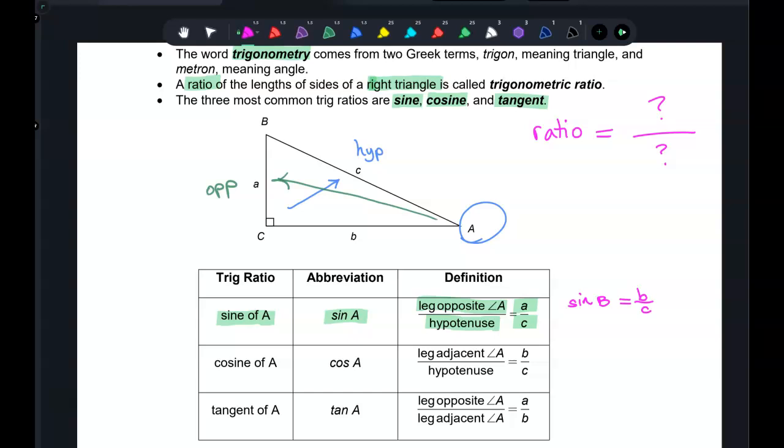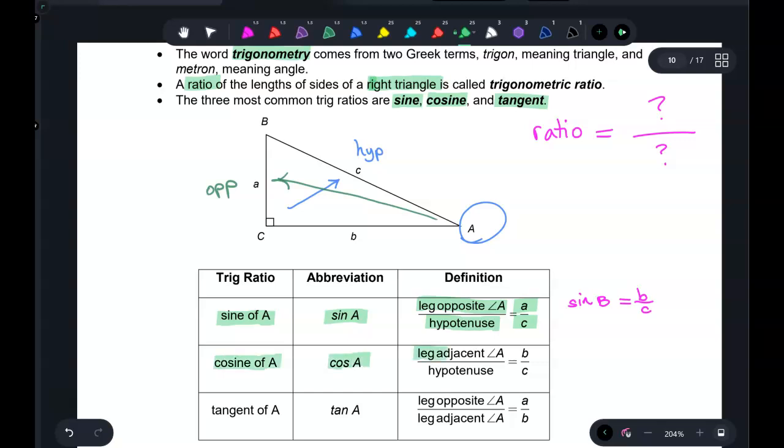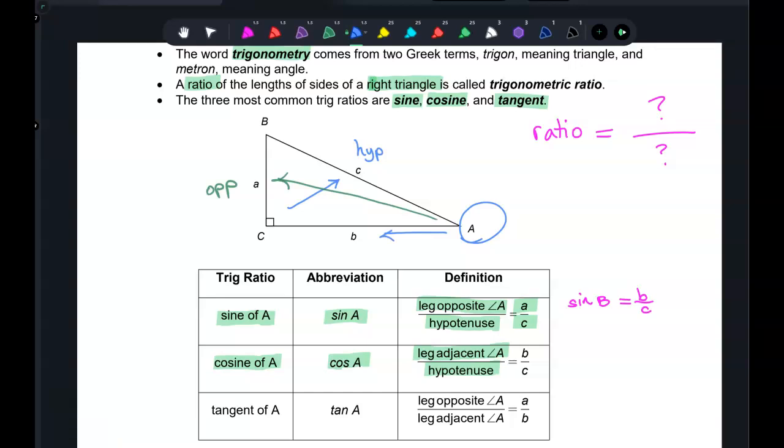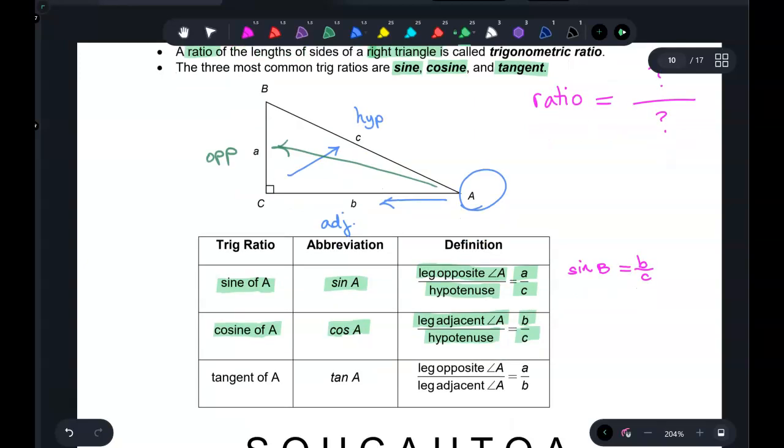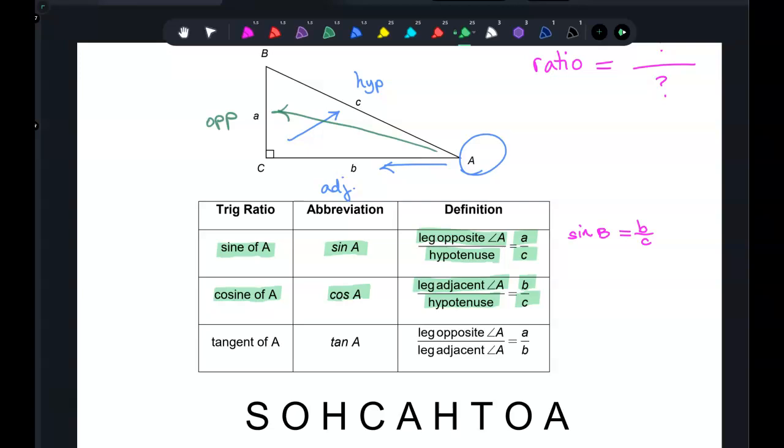So next we have cosine. Cosine is going to be the leg adjacent to angle A over the hypotenuse. So looking here, adjacent means next to. Which leg is adjacent to angle A? It's B. So this is adjacent over hypotenuse. So it's going to be B over C. It's 3 ratios. But let's say it's angle B. Which one would be adjacent? A. So it's never the hypotenuse.